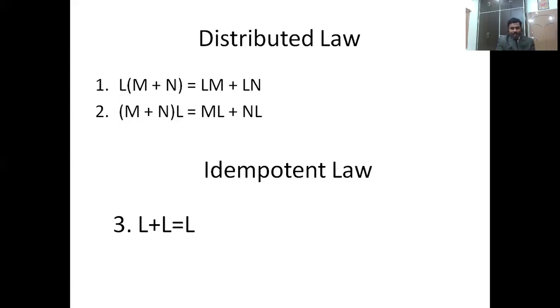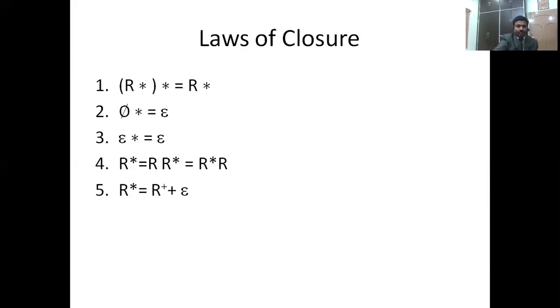All these distributive laws will hold good for regular expressions, like L into (M plus N) is LM plus LN, and the next formula also holds good in regular expressions. Another important law: when we add two identical languages or two identical regular expressions, we get the same regular expression. Now we are witnessing the laws of closure. R star whole star is R star. You take a regular expression, perform a closure operation on it, and perform a closure operation on R star, you get the same R star.